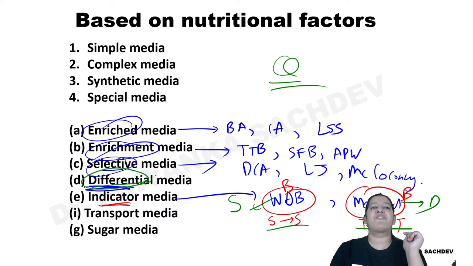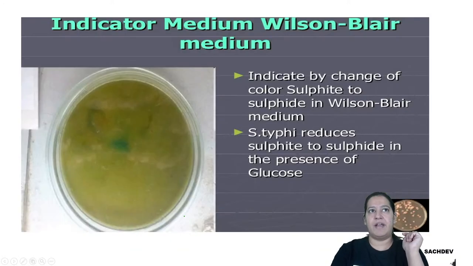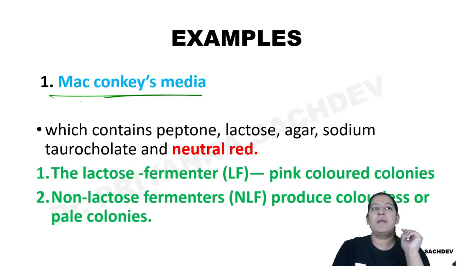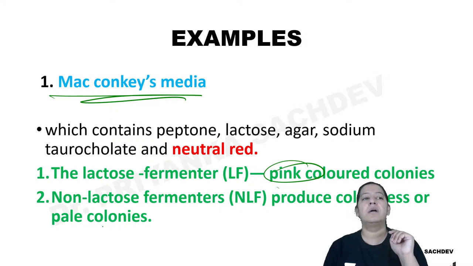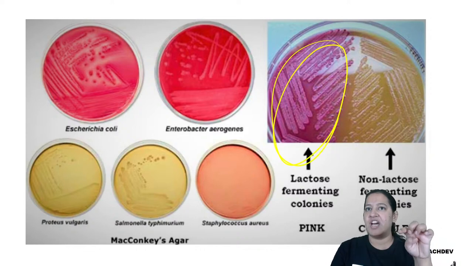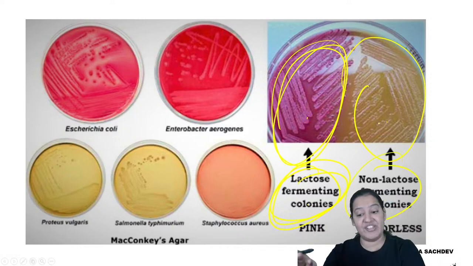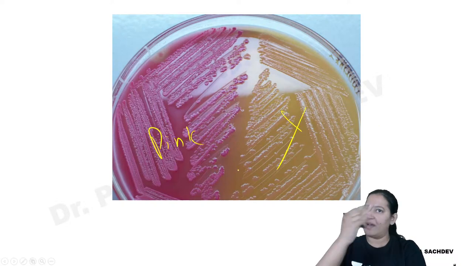So let me come to the next, differential. Let me tell you the examples of differential. Differential media will give different colors to different bacteria. So MacConkey will give pink color and pale yellow color. Pink color to those which are lactose fermenters and yellow color to those which are non-lactose fermenters. So the lactose fermenter got pink, the non-lactose fermenter got yellow. Different colors, that is why it is differentiating. So that is MacConkey, pink and yellow: lactose fermenter, lactose non-fermenter.